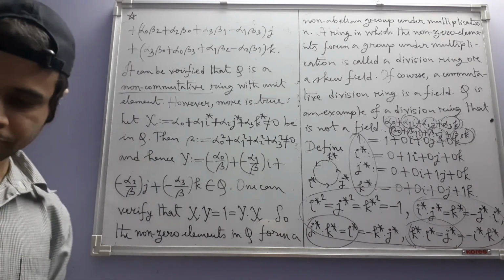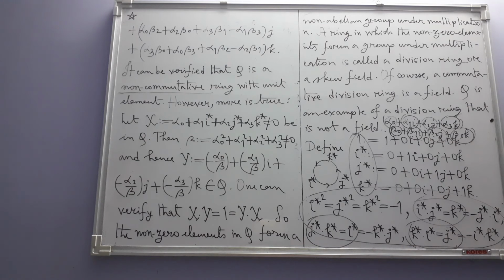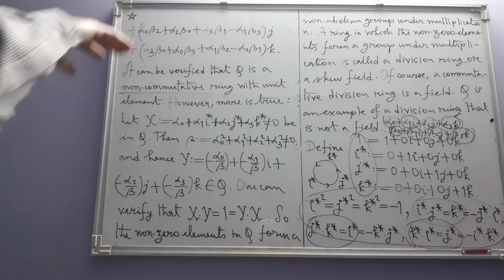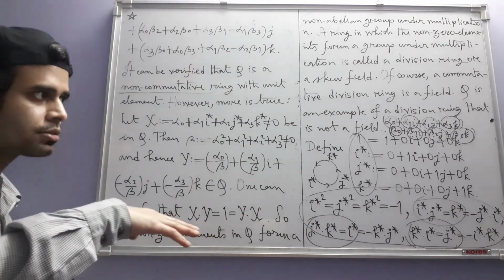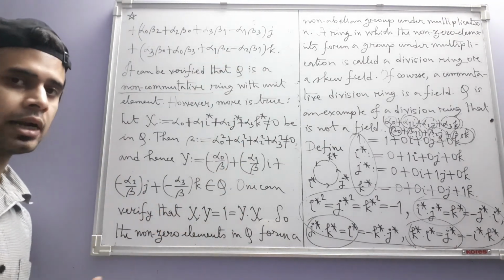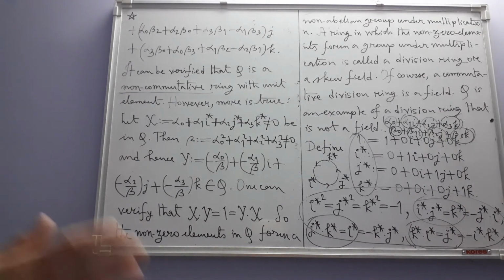So here the first section ends, and after this, using these examples, we will define different classes of rings, and then we will start proving results about rings.